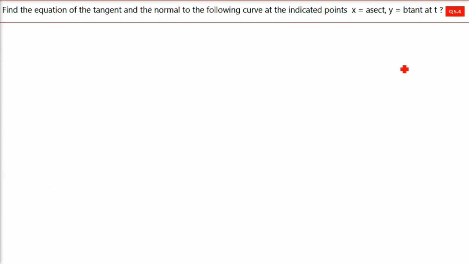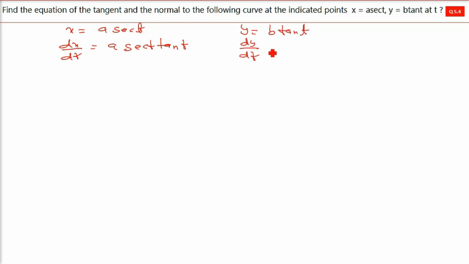Find the equation of the tangent and the normal to the following curve at the indicated points. x is a sec t, y is b tan t at t. Let us find it out. For tangent and normal, both, I will find out dy by dx or the slope and tell you. The equation you already know, you just have to put it in because x and y are already given here. So we have x as a sec t, dx by dt will be a sec t tan t. Then we have y equal to b tan t, dy by dt is equal to b. Differentiation of tan t will be sec square t.